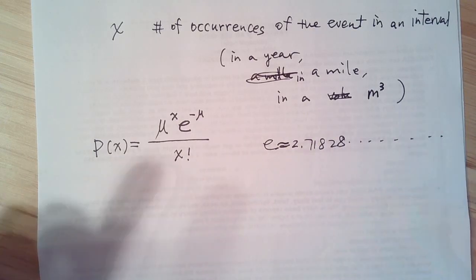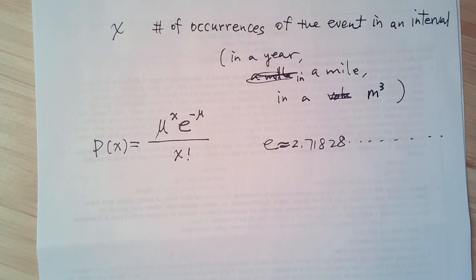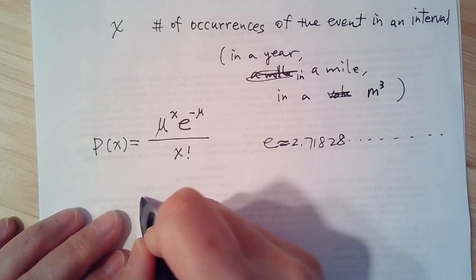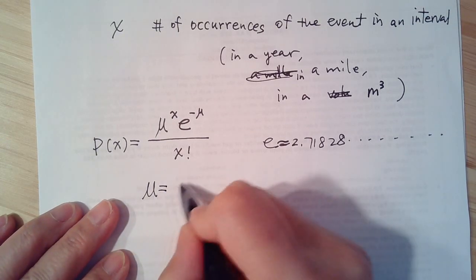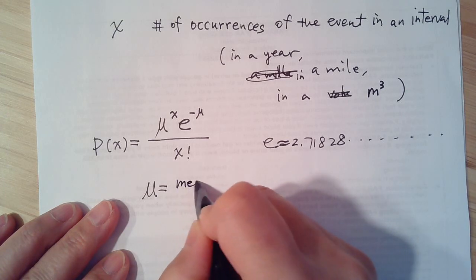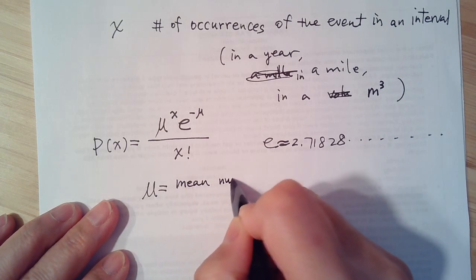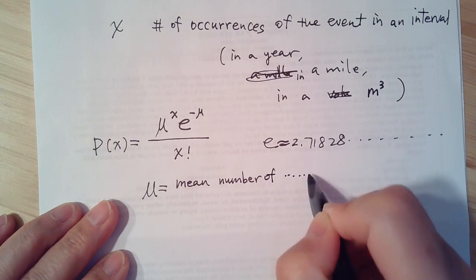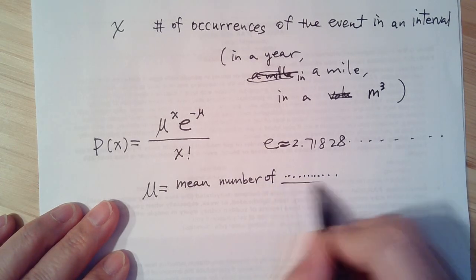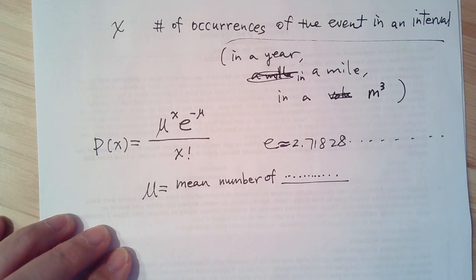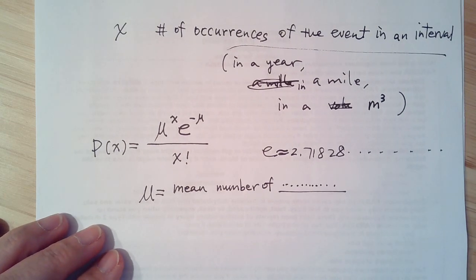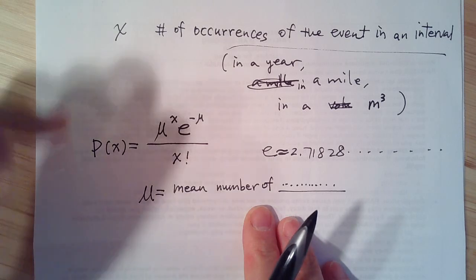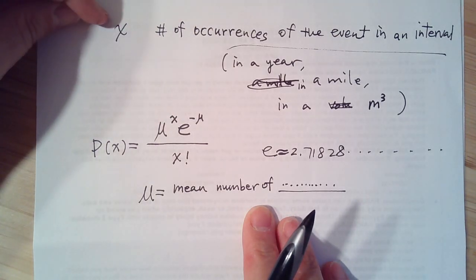What is mu? Mu is the mean number of occurrences of the event in an interval. It's the same thing as here. I just don't want to copy that. So we know the average number, and we want to know the chance that any other value comes, what's the probability.